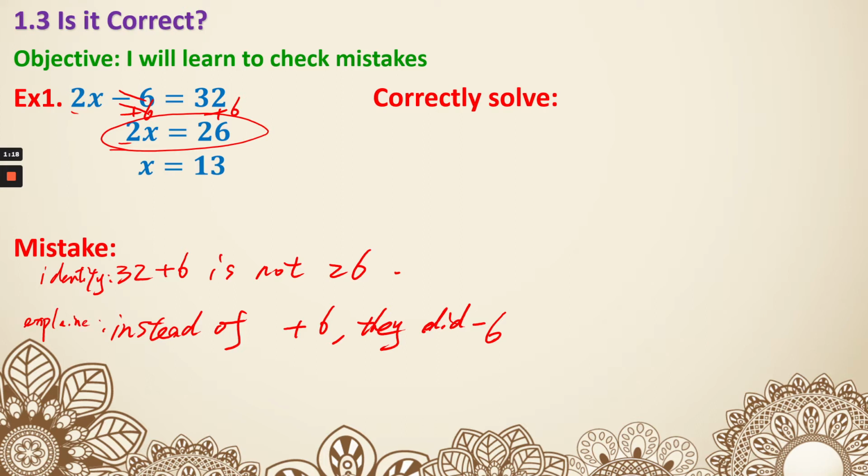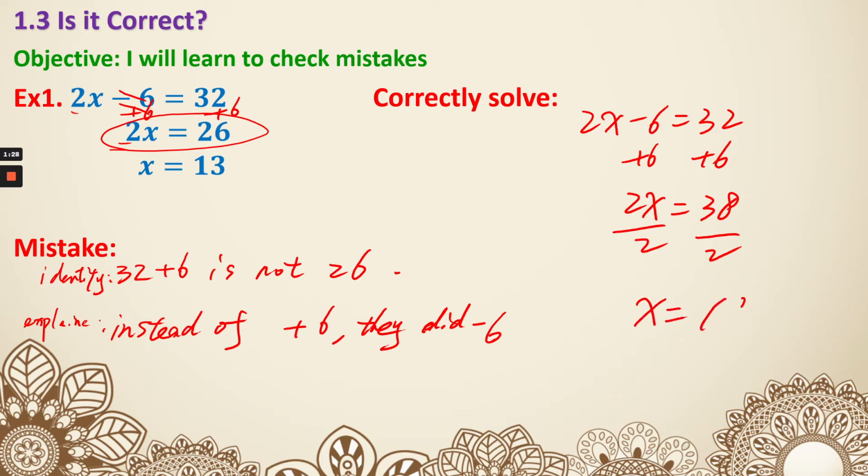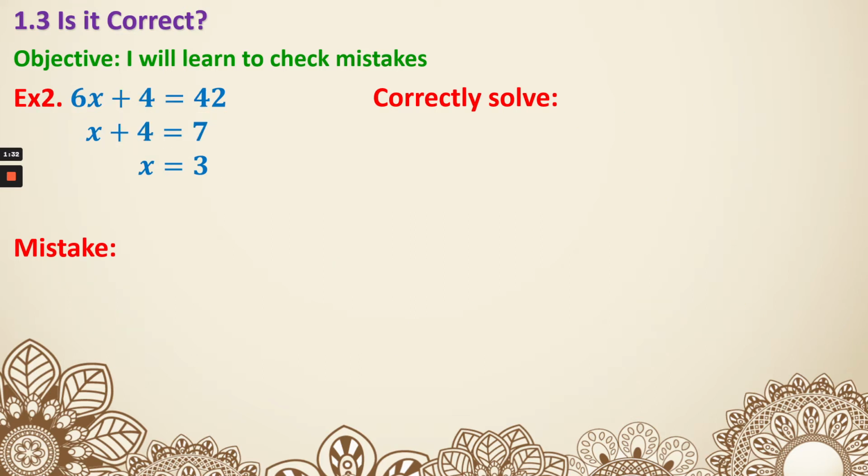Now we need to correctly solve the question. So 2x minus 6 equals 32, add 6 on both sides. 2x equals 38, divided by 2, x equals 19. That's example 1. Example 2.